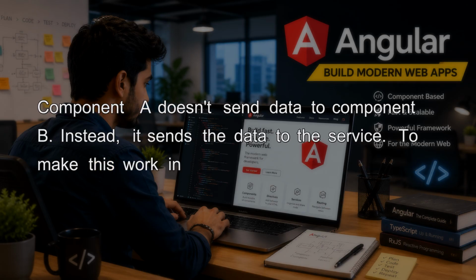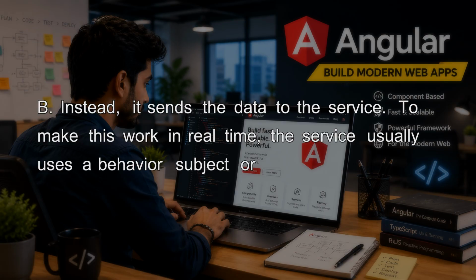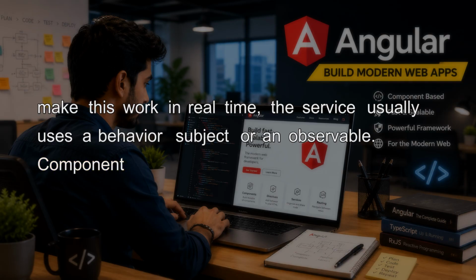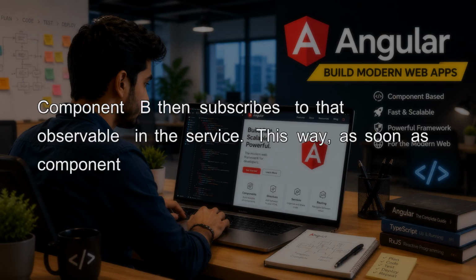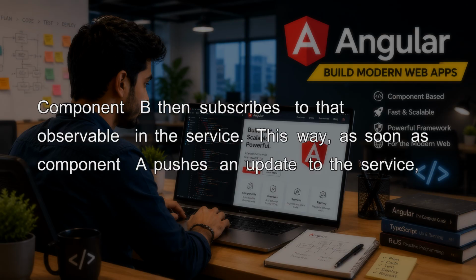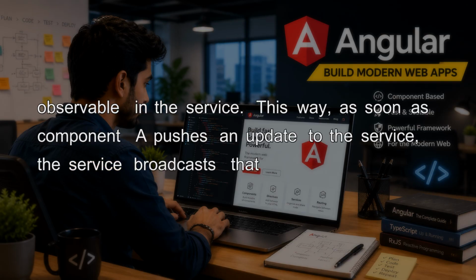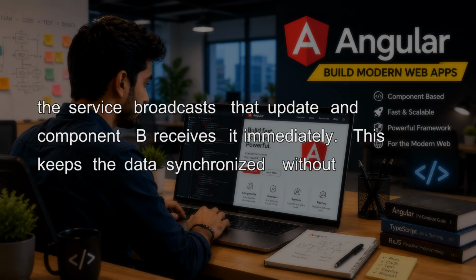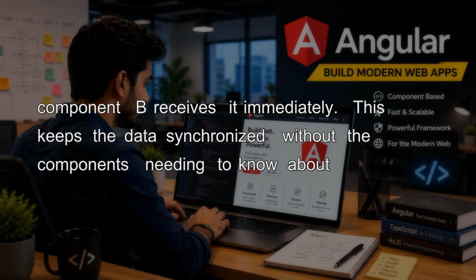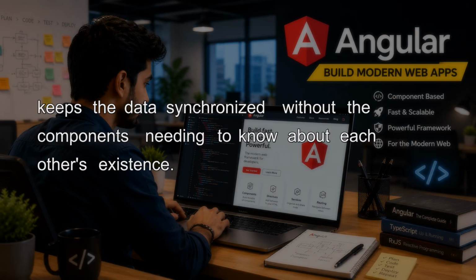To make this work in real time, the service usually uses a behavior subject or an observable. Component B then subscribes to that observable in the service. This way, as soon as component A pushes an update to the service, the service broadcasts that update, and component B receives it immediately. This keeps the data synchronized without the components needing to know about each other's existence.